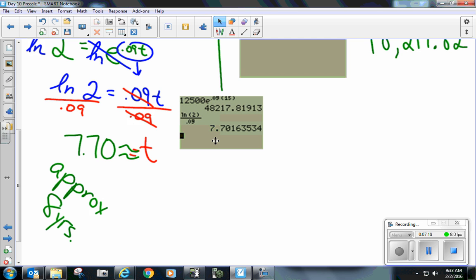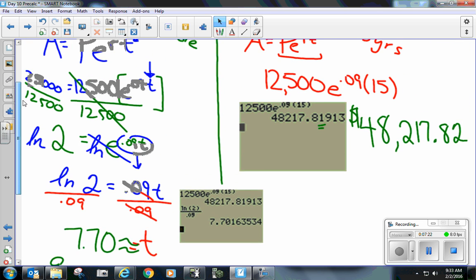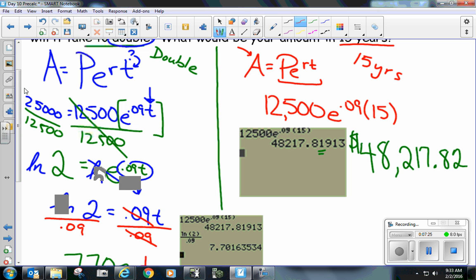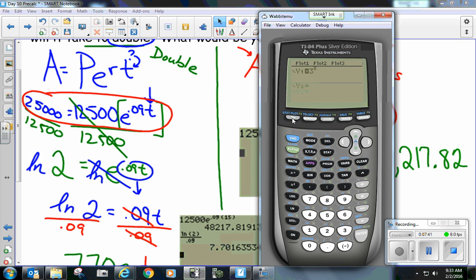So what was our equation? What was our equation here? Originally, where do we start? We started with this originally, didn't we? 25,000 equals it. So if I want to solve for t, I put one side into y1, the other side into y2, and I see where they cross. Let's do it. Let me clear this out. 25,000 equals 12,500 times e to the 0.09, and that's where my variable is, the t. We don't have a t as an x, but who cares? It's a variable.